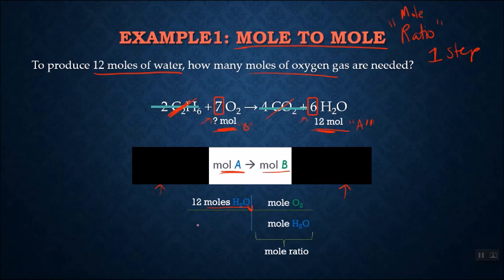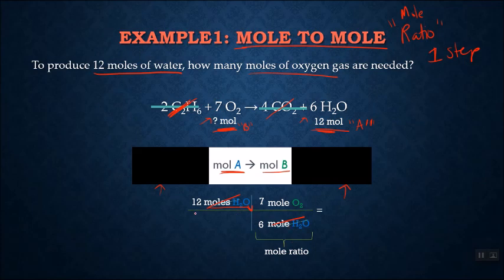Those are our coefficients in the balanced reaction. And we're going to insert those numbers next to their substances in the T-chart. So the 6 is going to go next to the water on the bottom. The 7 is going to go next to the oxygen on the top. And then therefore the moles of the water should cancel, and we're left with our moles of oxygen.